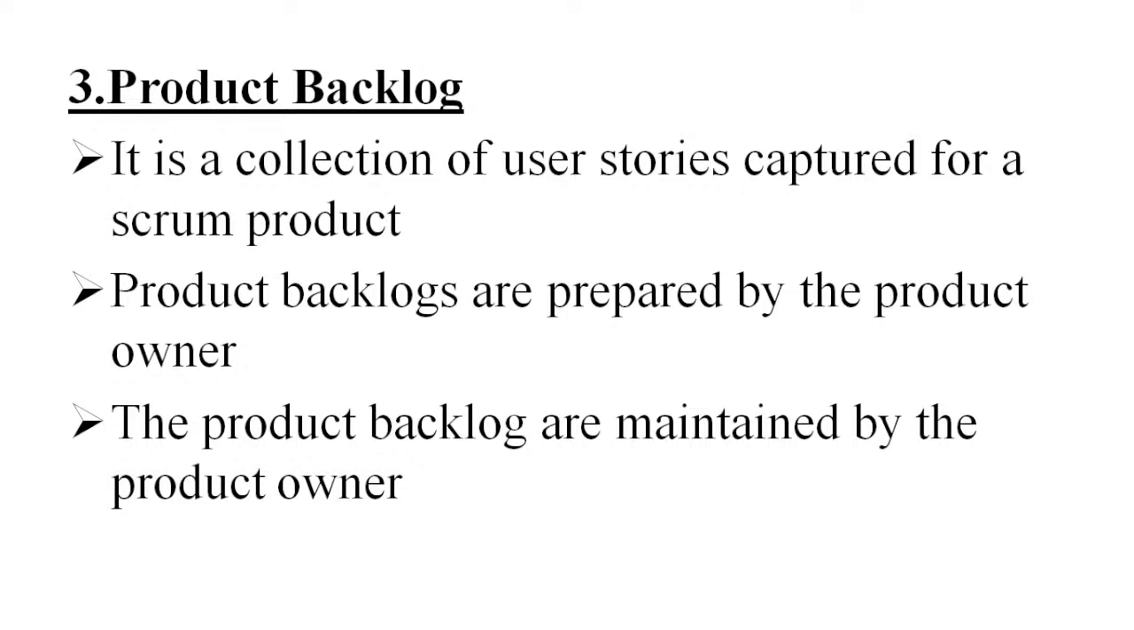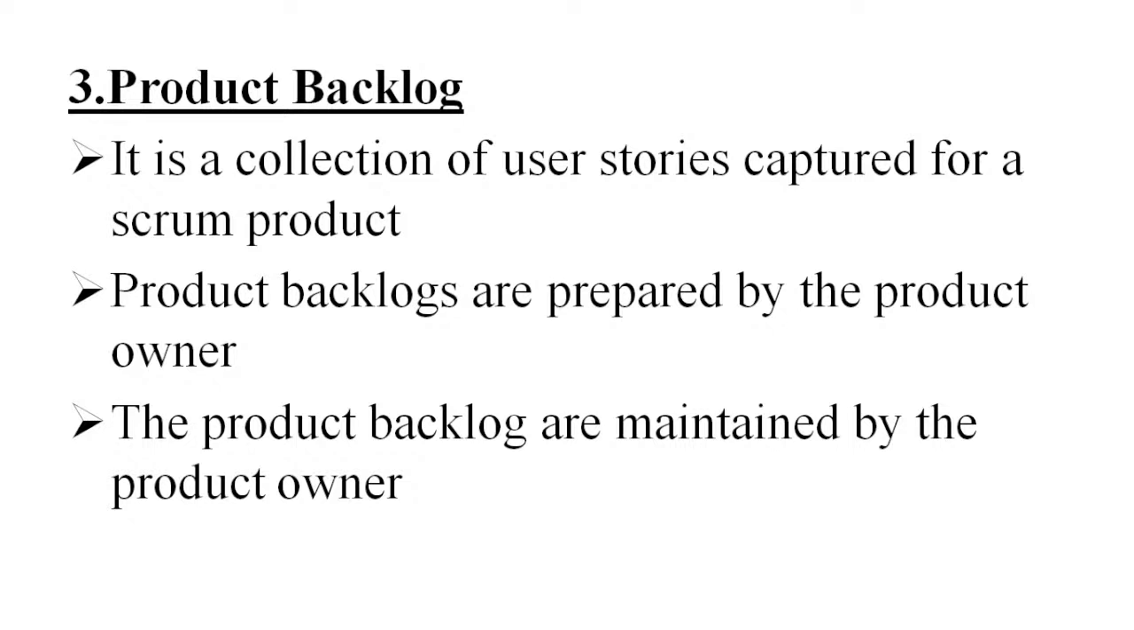We cannot prepare the product backlog. The product backlog means the collection of user stories that are captured for a Scrum product, and it is prepared mainly by the product owner. The product backlog is also maintained by the product owner. The Scrum master cannot maintain this product backlog. The product backlogs are mainly maintained by the product owner itself. So the product owner can create the product backlog, prepare it, and also maintain it.